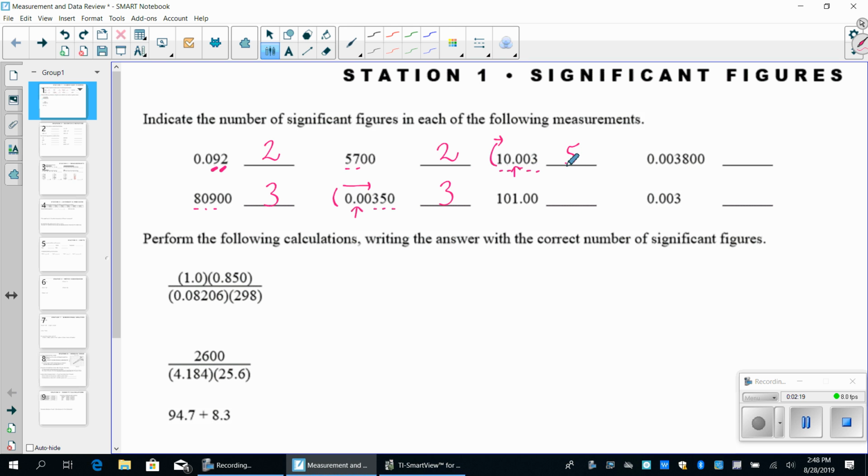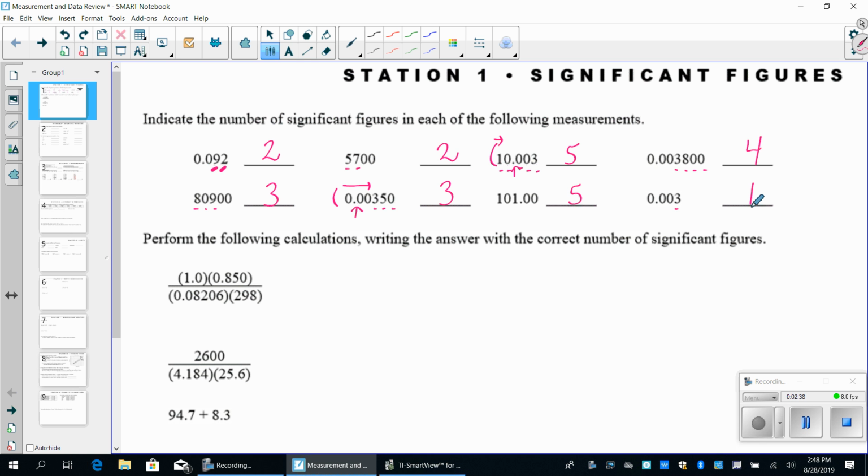101.00, because you have that decimal, those ending zeros count as significant, so there are 5 here. Beginning zeros do not count as significant in a decimal, but ending zeros do, so there are 4 here. And beginning zeros do not count, so there's only 1 there.